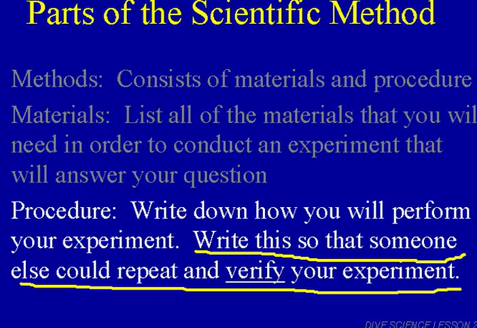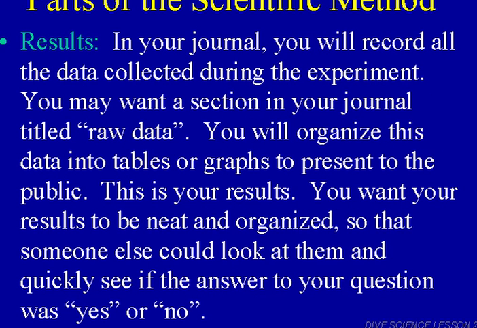So you have your question, you developed your hypothesis, now you have your methods. The next part is the results, and that's your data. And you'll record this data in your journal, and you record all the data that you collect during your experiment. And in your journal you may want a section that you title raw data, and that's just all of your information. Later on, you'll organize this raw data into tables or graphs. You might average some information. If you have numerical values, you might want to average those. But most always, you put all of your data into a table or a graph form, and that's an easier way of presenting it to the public.